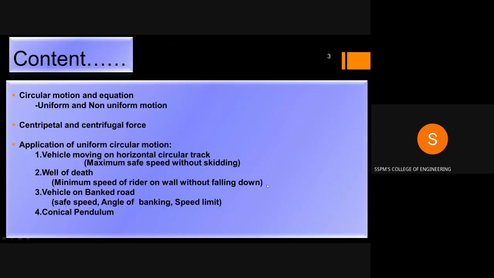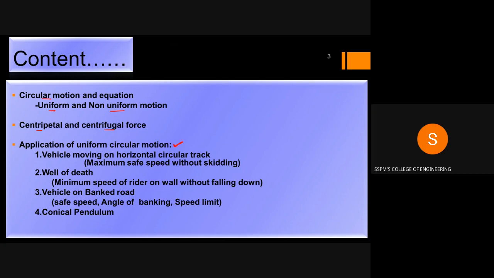Before we start directly with the objective questions, you will see the basic concepts. So, this is the overall content of chapter 1. First we have circular motion: the concept of circular motion, then uniform and non-uniform circular motion. After that, we are going to learn centripetal and centrifugal force. Then applications of uniform circular motion.